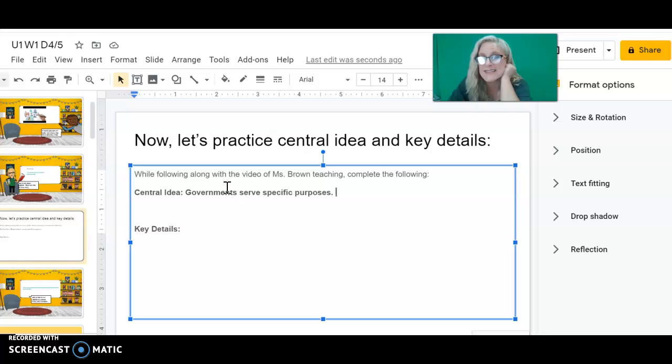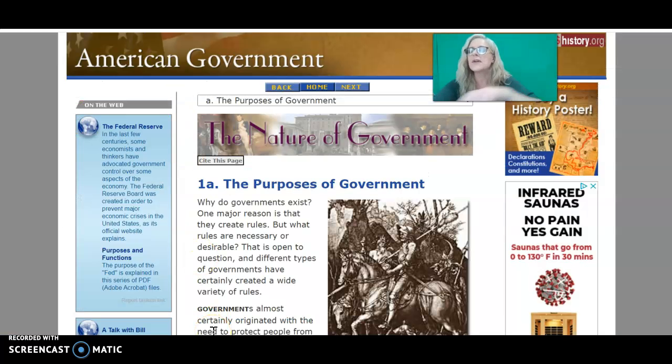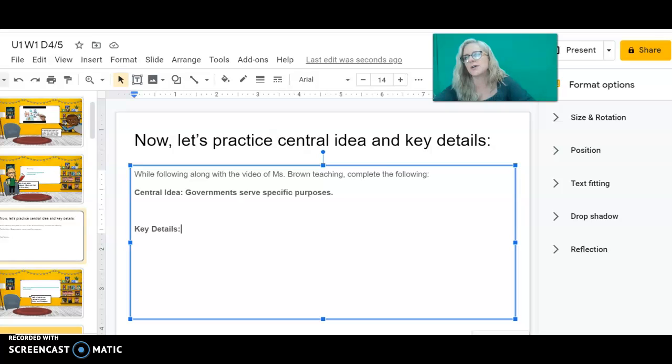Now, because our central idea obviously needs a list, guess what? That list, those are our key details. One purpose of government, another purpose of government, another purpose of government. So let's start it. Let's do the first purpose together, okay? If we go back to the story, why do governments exist? One major reason is that they create rules. Oh, well, one purpose is to create rules, right? Here we go.